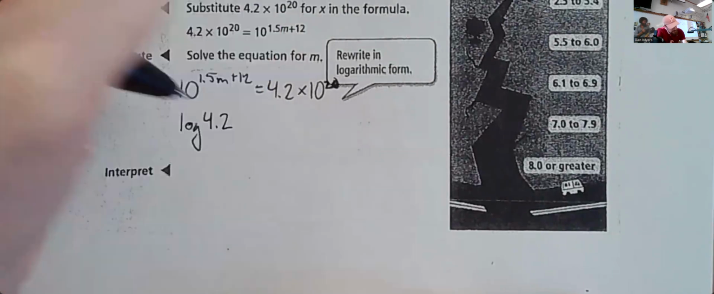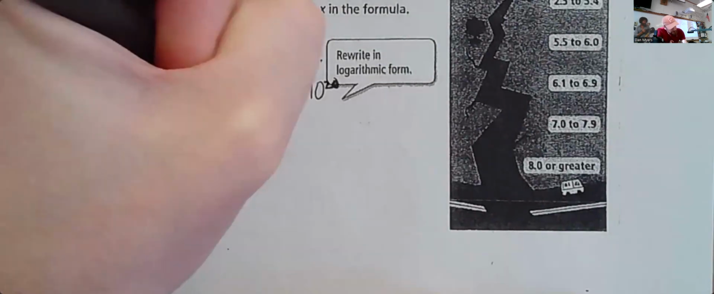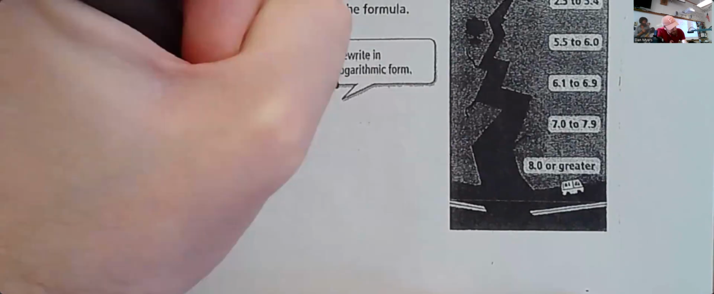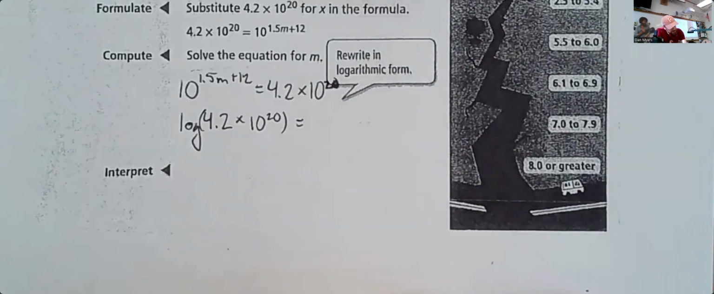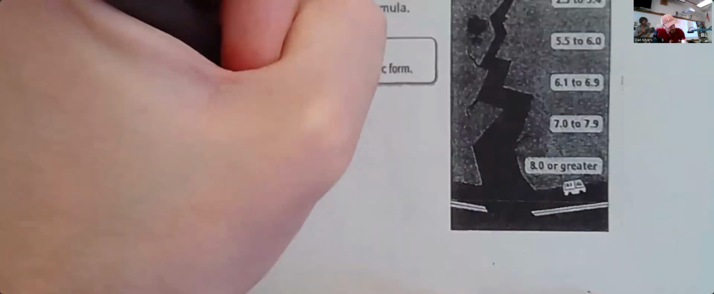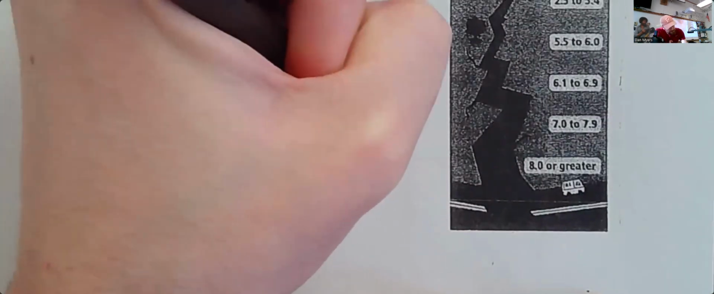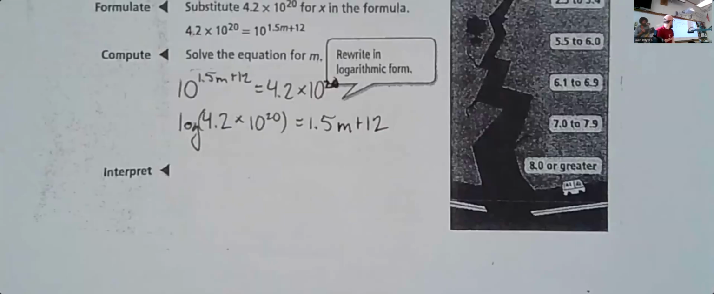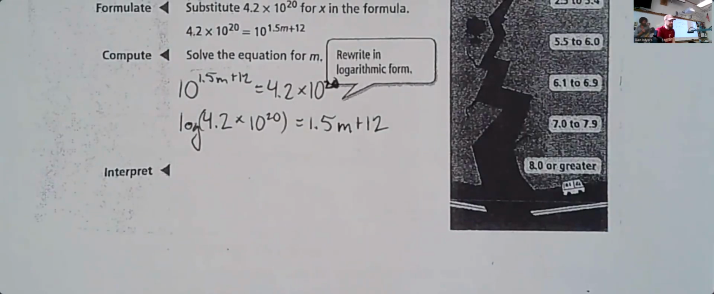Correct. Log of 4.2 times 10 to the 20, and parentheses. Yeah, equals, okay, equals the 1.5 M plus 12. Yep. 1.5 M plus 12 equals the exponent. Nice. So there's that. So now we solve.